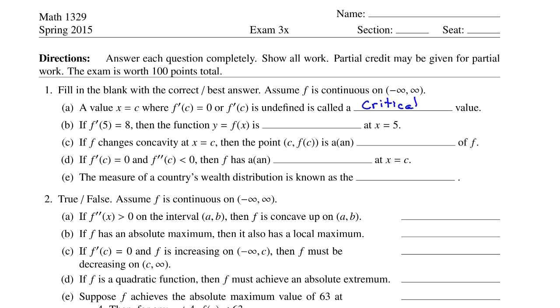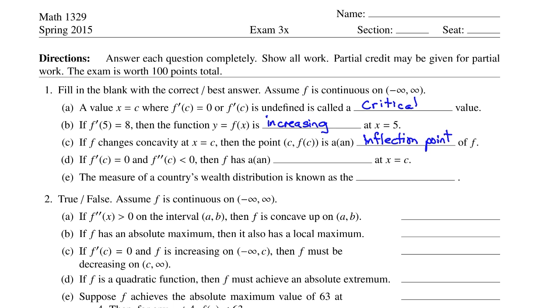B, if f prime of 5 is equal to 8, then the function y equal to f of x is increasing. We know this because the derivative is positive. The 8 is immaterial, it's positive 8. C, if f changes concavity at x equals c, then the point c comma f of c is an inflection point of f.